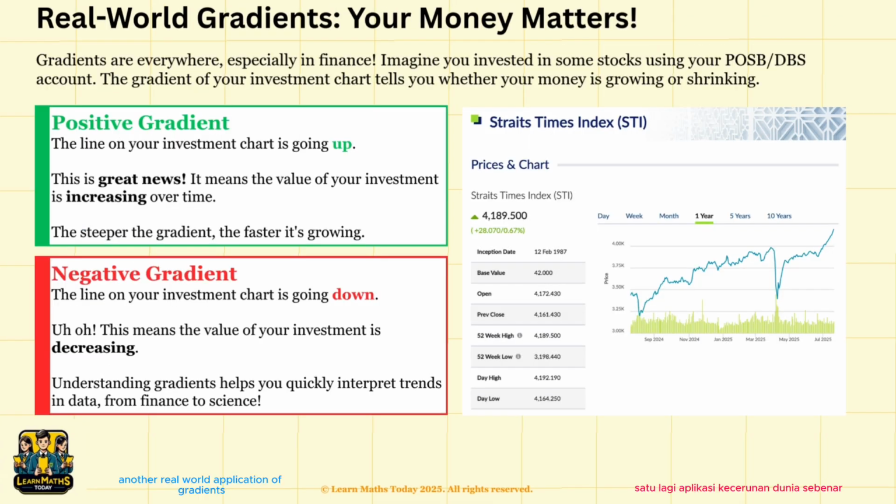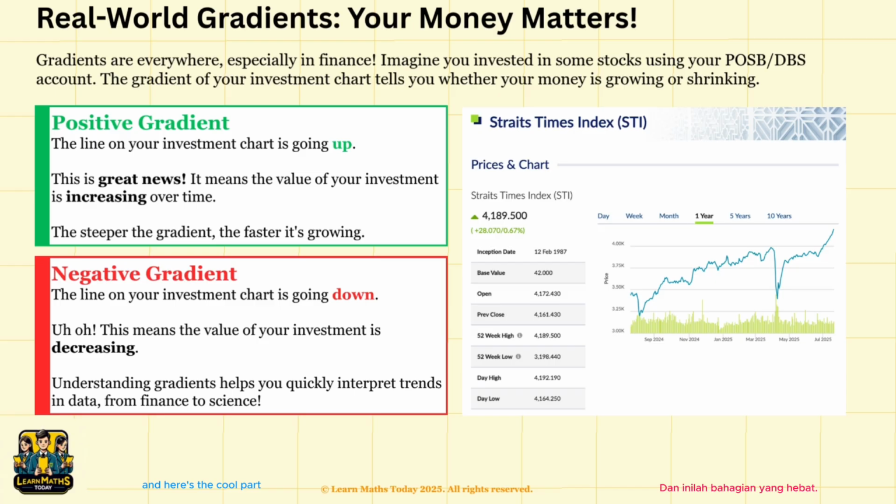Let's dive into another real-world application of gradients, something that probably gets everyone's attention: your money. Gradients are absolutely everywhere, especially in the world of finance. Imagine for a moment that you've decided to be a smart saver and investor. Maybe you've put some money into stocks through your POSB or DBS account. When you look at your investment chart, which shows how your money has performed over time, the gradient of that chart tells you a clear and immediate story. Is your money growing, or is it shrinking? If you see a section of the line with a positive gradient, that means the line on your investment chart is heading upwards. This is fantastic news. It indicates that the value of your investment is increasing over time.